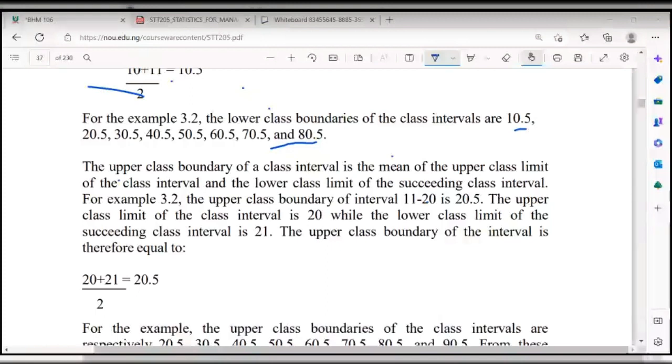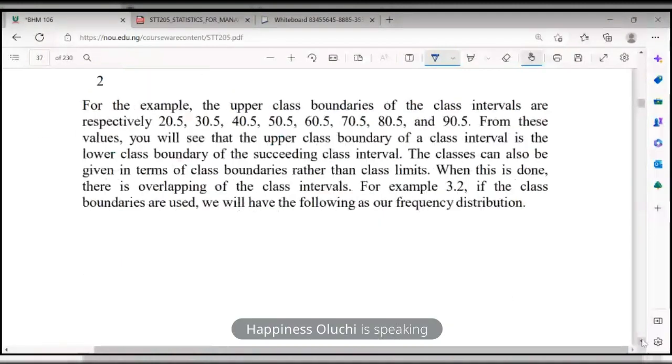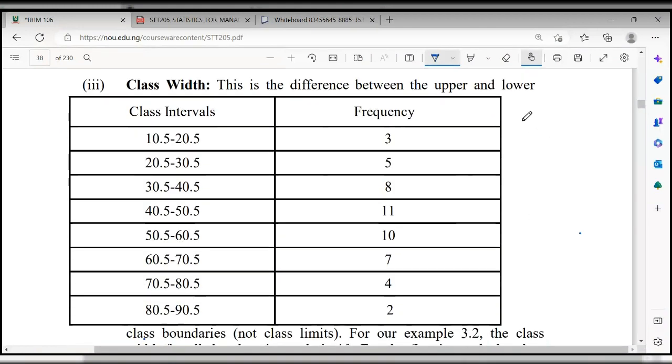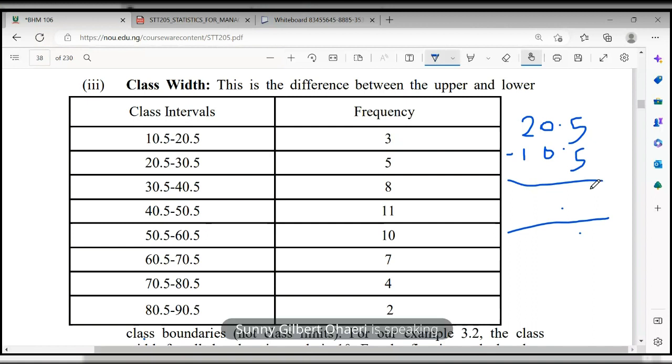Let's solve it now. Let's solve it. Oh yeah, this one is 20.5, right? 20.5 minus 10.5. Five minus five is what? That equals 10.0. It's 10 now.